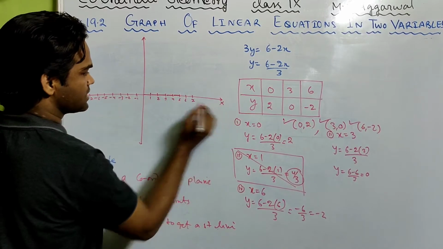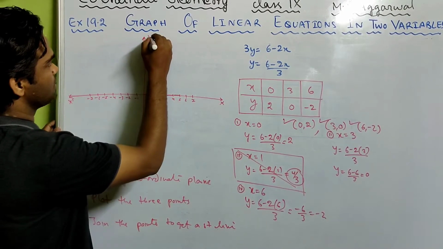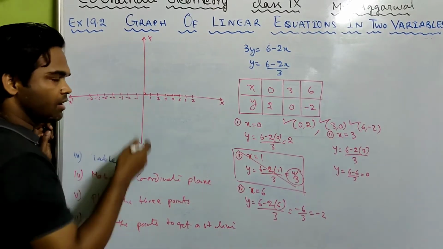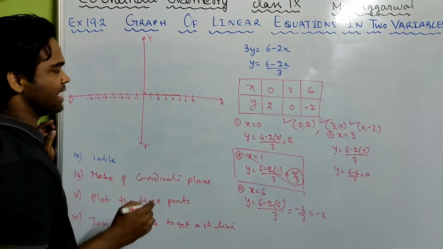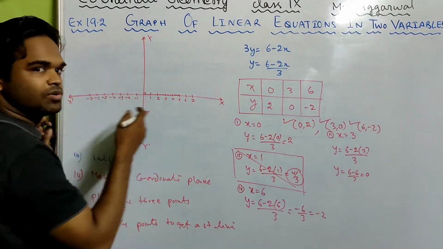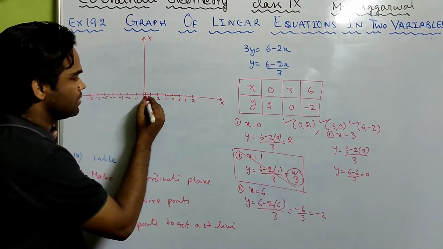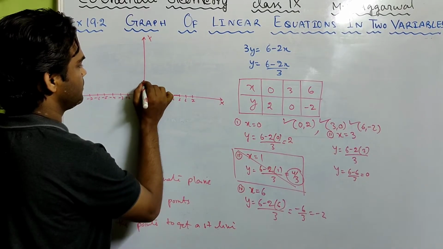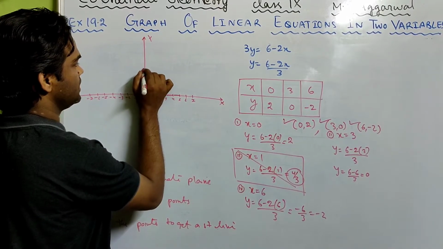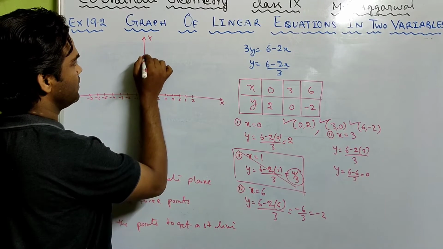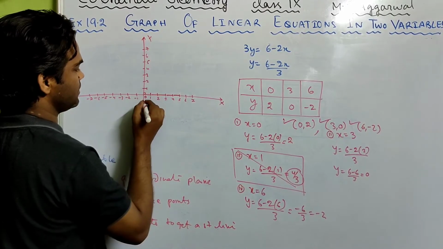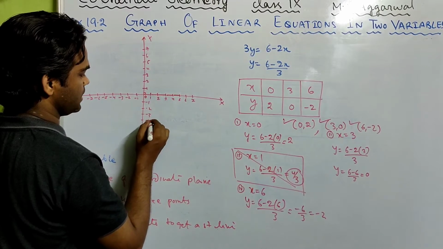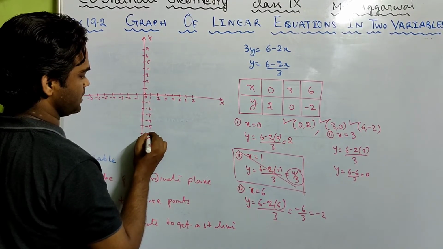This is your x-axis and this is your y-axis. The vertical one is the y-axis, the horizontal one is the x-axis. It's actually 2 number lines intersecting at 0. This is 1, 2, 3, 4, 5, 6, 7. Minus 1, minus 2, minus 3, minus 4, minus 5, minus 6.